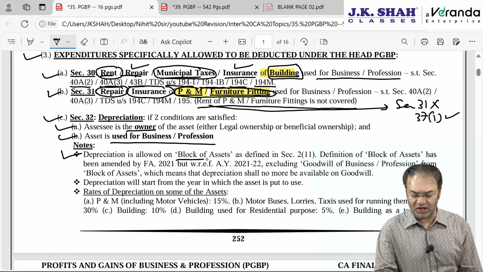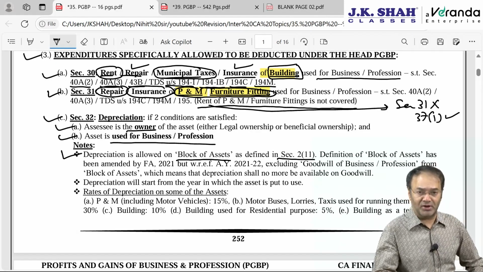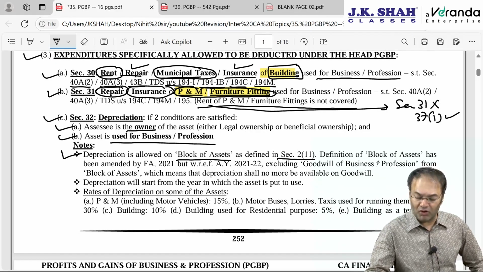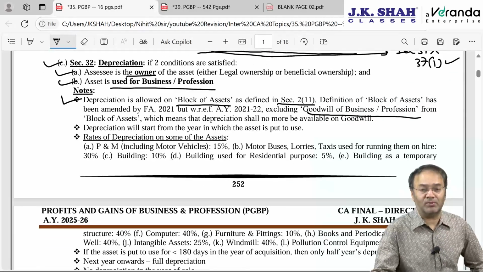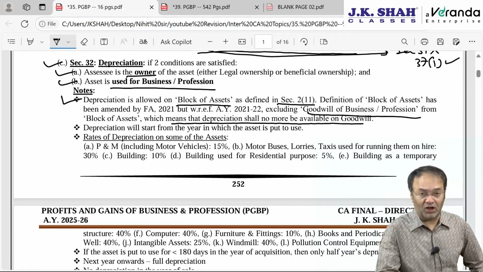Depreciation, points to be noted, is allowed on block of assets defined in section 2(11). On 1st April 2021, after Corona, amendments were made. Depreciation no more will be allowed on goodwill, whether goodwill of business or profession. Goodwill of business or profession will not be eligible for depreciation; that is removed from the block of assets. Means no depreciation on goodwill on or after 1st April 2021. It's a 3-4 year old amendment, no need to remember the date.